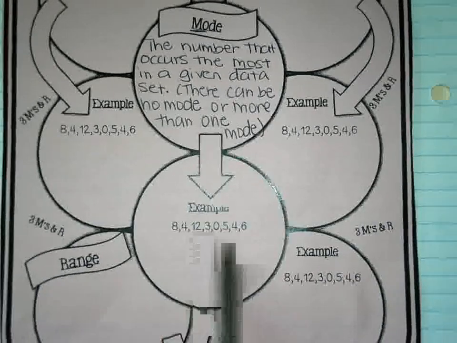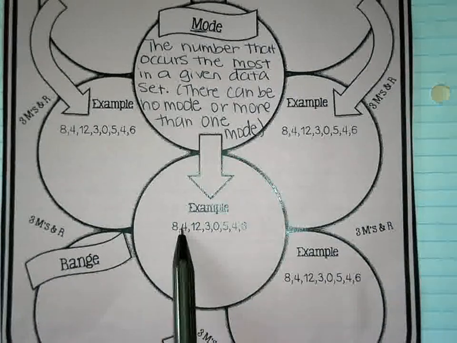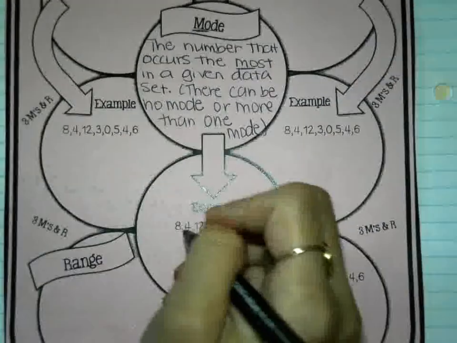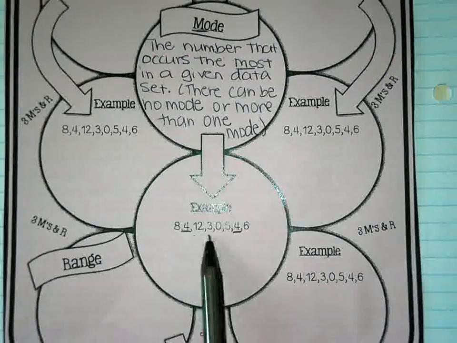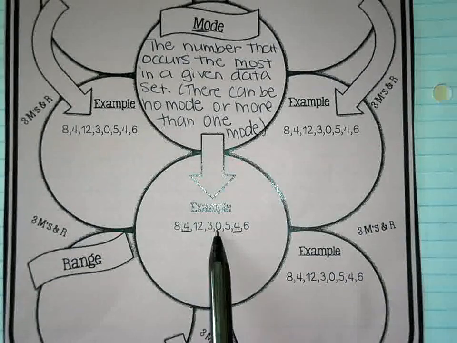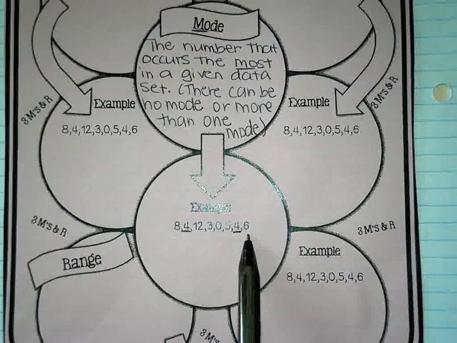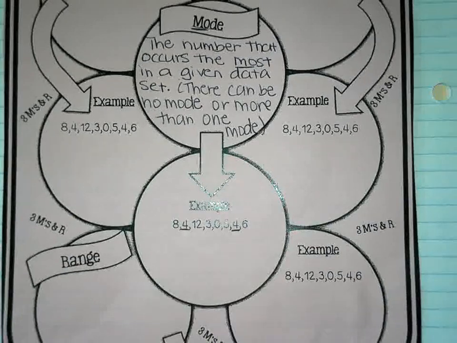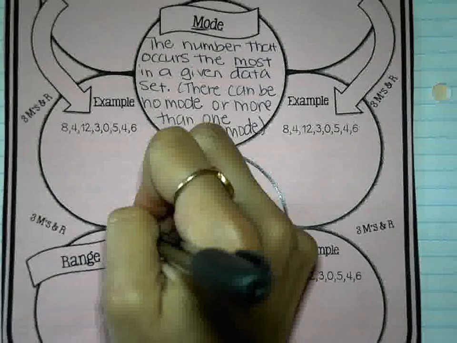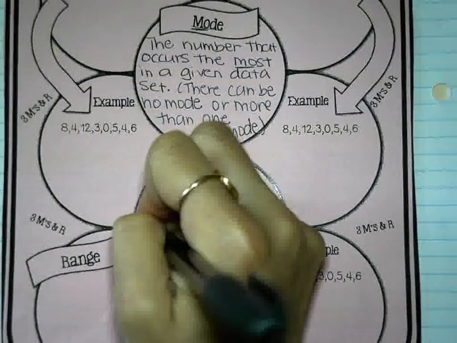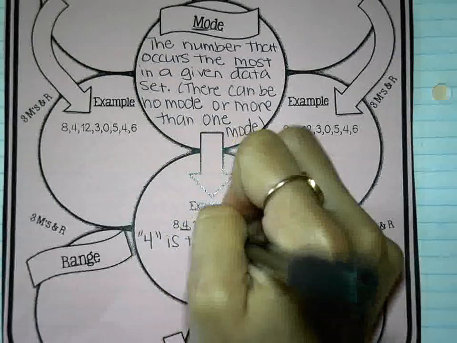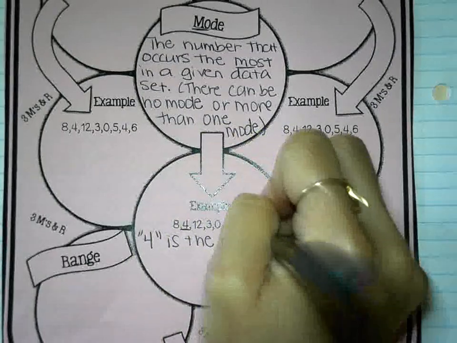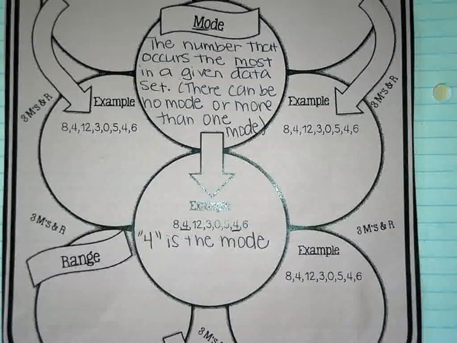So I look at 8. I only have 1 8. I look at 4. Well, I have 2 4s, 1 12, 1 3, 1 0, 1 5, 1 6. So 4 is the only number that appears more than once, and it appears twice, which means 4 is the mode. So 4 is my mode.